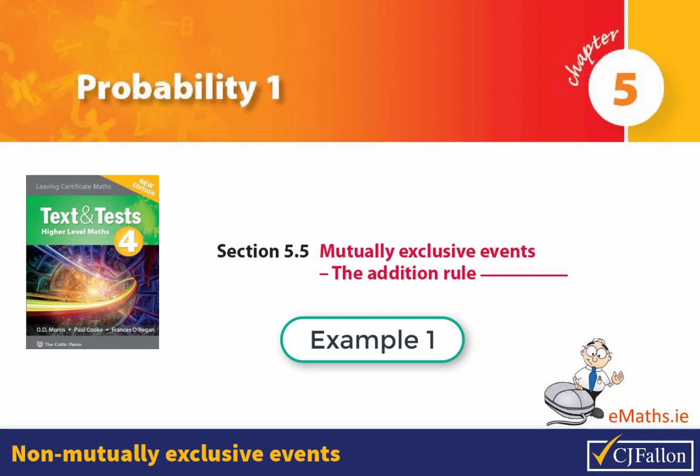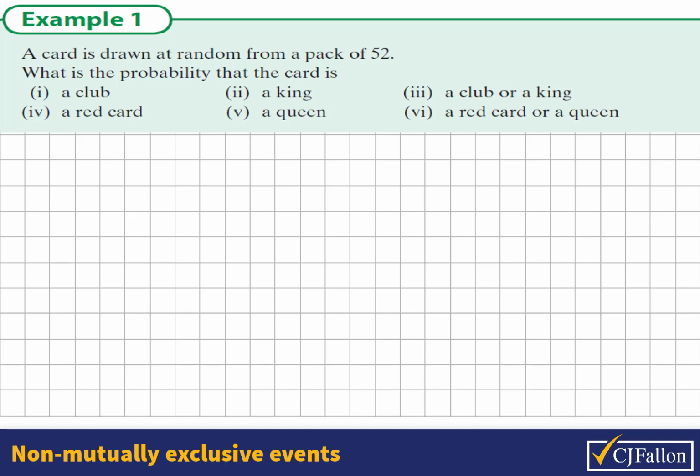Example 1, mutually exclusive events. A card is drawn at random from a pack of 52. What is the probability that the card is a club? We know that in a pack of cards there are 13 clubs. It's one of the 4 suits.